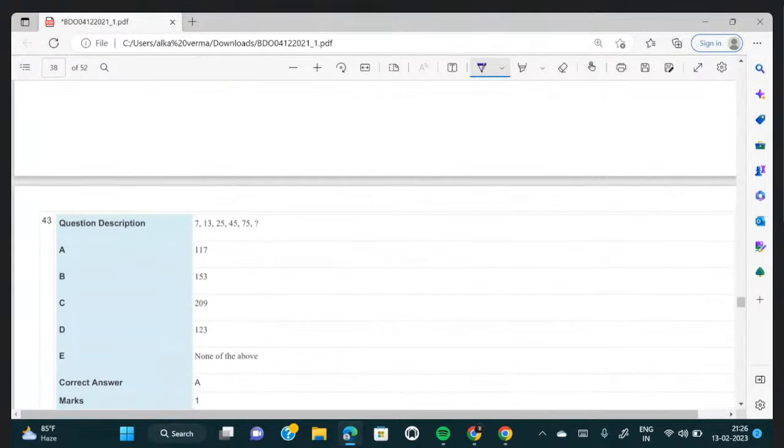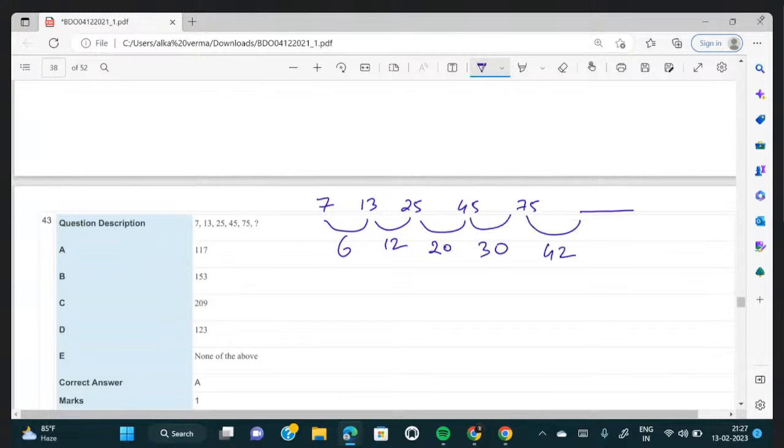Next question, number 43. Again a number series: 7, 13, 25, 45, 75, and dash. So let us find the difference. We get 6, 12, 20, 30, 42. So how will we get 42? That I'll let you know. 6 plus 6 is 12, then 8, then 10. So there is an increase by 6, again 8, again 10. So it will be 12. So 30 plus 12 becomes 42, and 75 plus 42 will become what? 5 plus 2 is 7, 7 plus 4 is 11. 117 will be your answer.